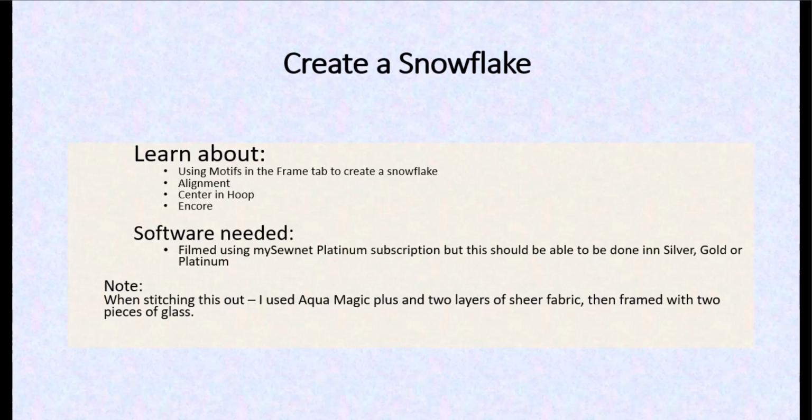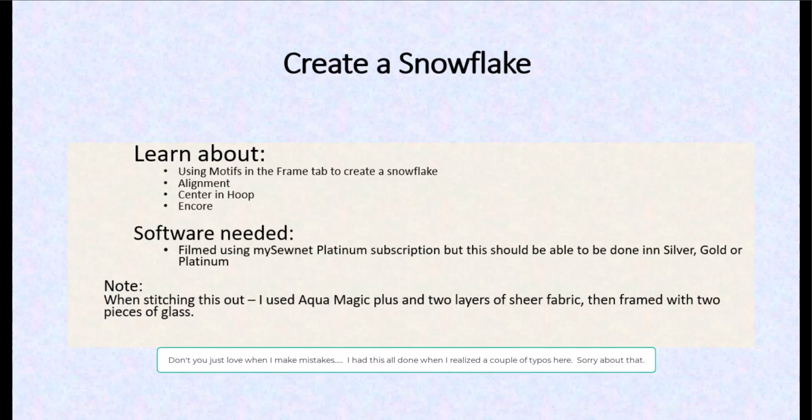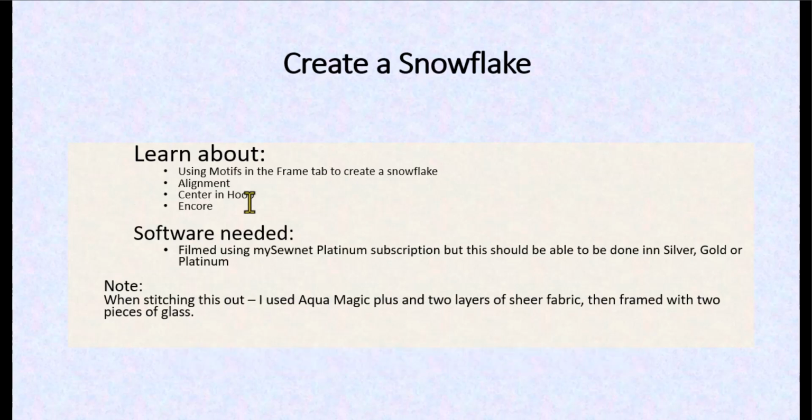I did this film using my Platinum software, but it can also be done in Silver, Gold, or Platinum, so it doesn't matter which one you have. When I stitched it out, I used a piece of Aqua Magic Plus stabilizer and 2 layers of sheer fabric that I've then framed between 2 pieces of glass.